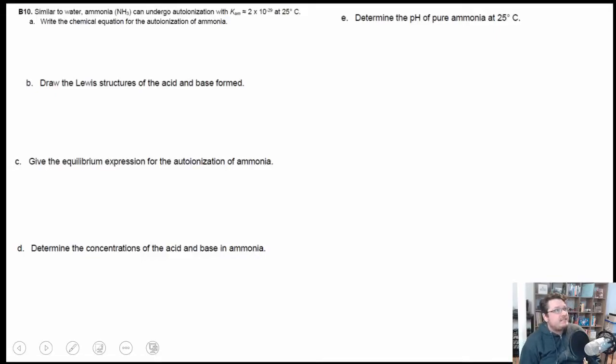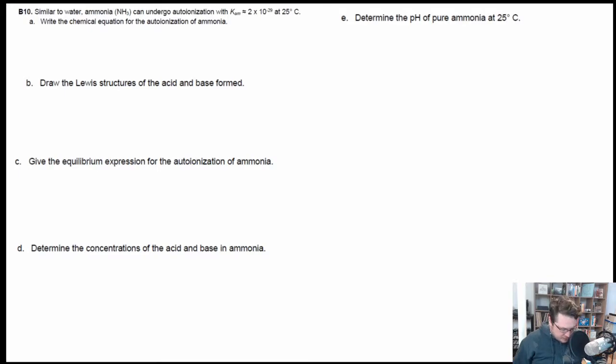B10 is more of a problem that stretches your understanding of what's happening when we're talking about concentrations of H plus and OH minus in water for pH, and really understanding what's going on, but applying those same concepts to a new system. Another molecule that can undergo autoionization similar to what water does is ammonia.